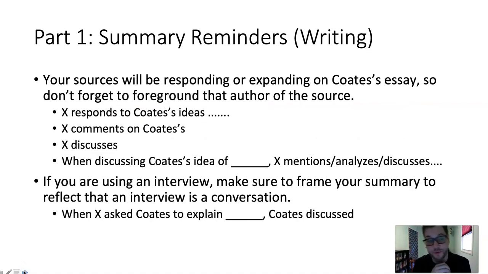So, some reminders. Don't forget that your sources will be responding to Coates' essay. So one of the ways that you're going to want to signal this is to foreground the author's source. X responds to Coates' ideas of blank. X comments on Coates' ideas of blank. X discusses Coates' ideas. When discussing Coates' idea of blank, X mentions, analyzes, critiques, refutes. You always want to make sure that you're using that author's name and show how that author is responding to Ta-Nehisi Coates' essay.